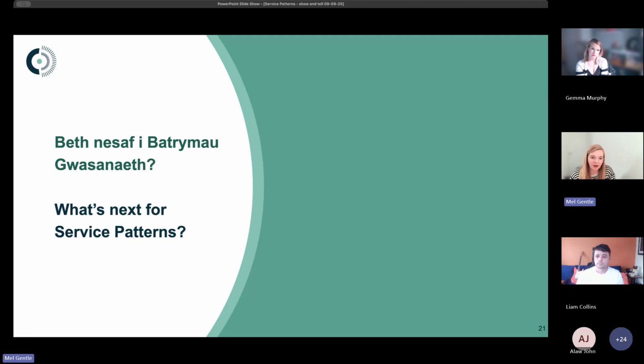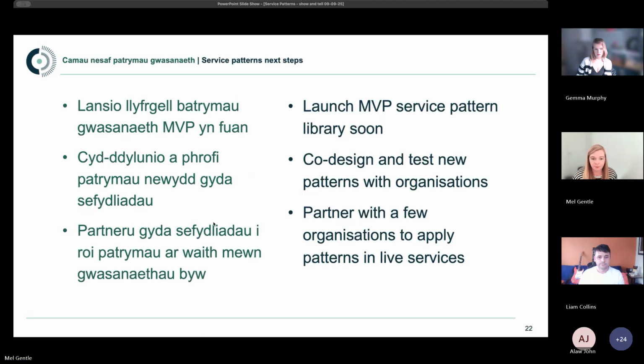So at the moment, we're now looking at design iterations and feeding the research findings into the service patterns. And we are looking at that at two levels. Going back to those two things, we're looking at the service specific changes that we can make to those exemplar services, and also improving that pattern library. I'm just going to hand back to Liam, who's going to share a little bit more about what's next more broadly for service patterns.